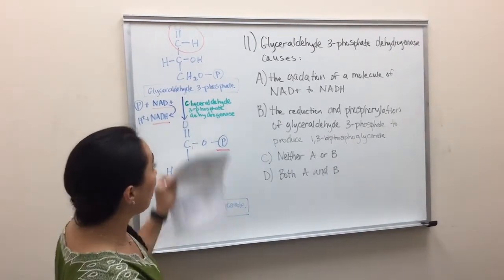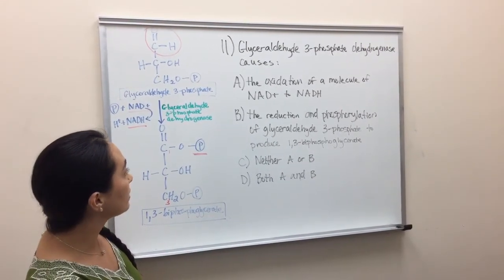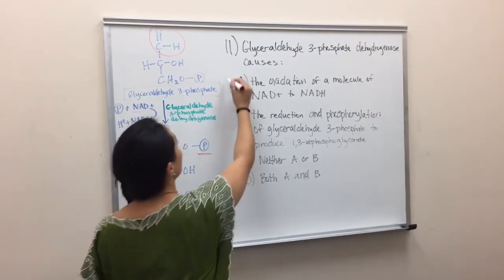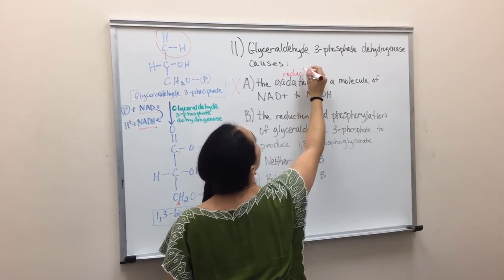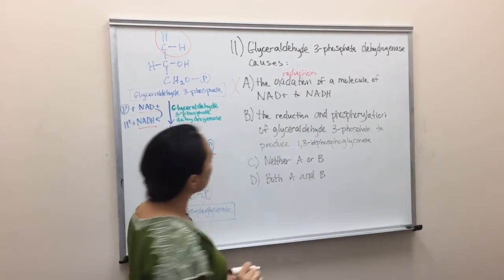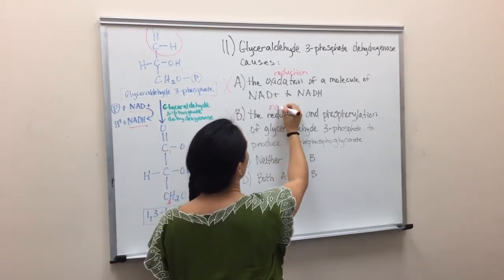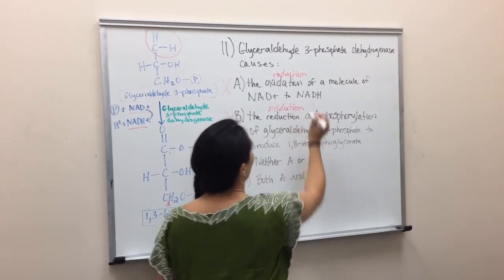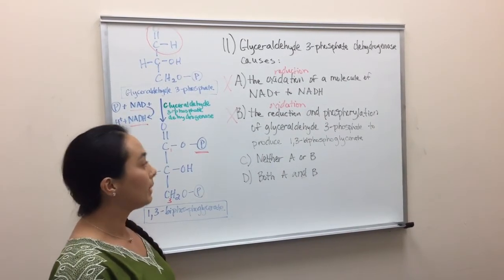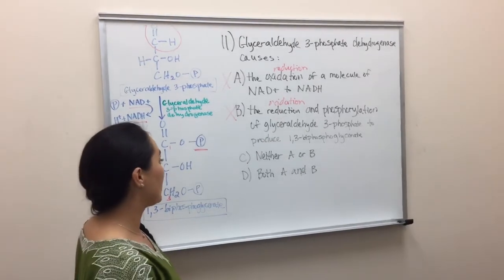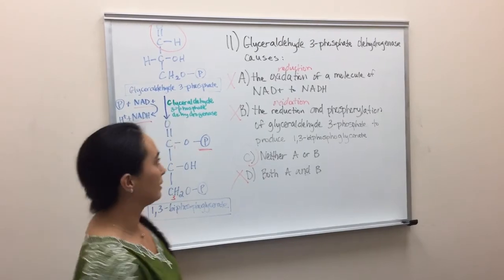All right, so our answers here are A, the oxidation of a molecule of NAD+ to NADH. That is not correct because it's being reduced, so it would be reduction. And it's not B because it is the oxidation and phosphorylation of glyceraldehyde 3-phosphate to produce 1,3-bisphosphoglycerate. So it's neither A or B, and it can't be both because it's neither of them.